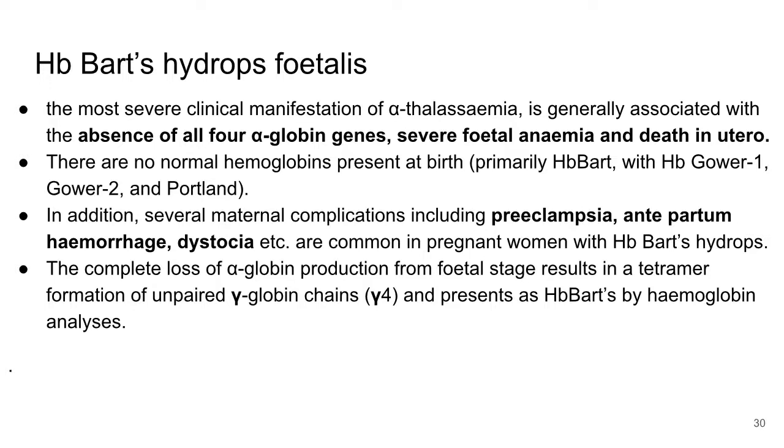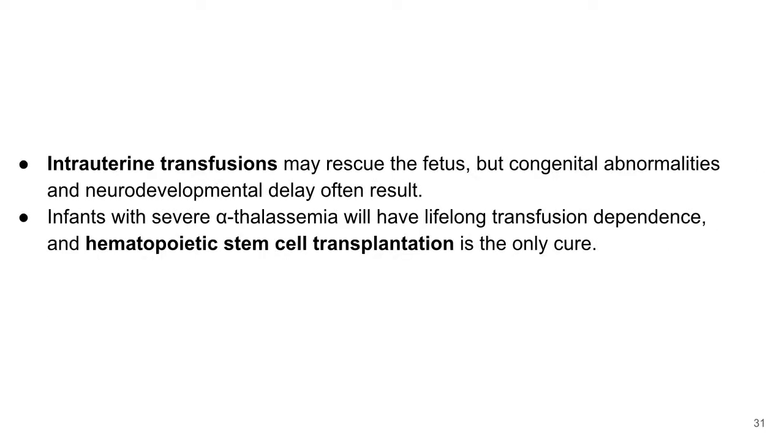The complete loss of alpha globin production from the fetal stage results in a tetramer formation of unpaired gamma globin chains and presents as hemoglobin Barts by hemoglobin analysis. Intrauterine transfusions may rescue the fetus, but congenital abnormalities and neurodevelopmental delay often result. The infant with severe alpha thalassemia will have lifelong transfusion dependence, and hematopoietic stem cell transplantation is the only cure.